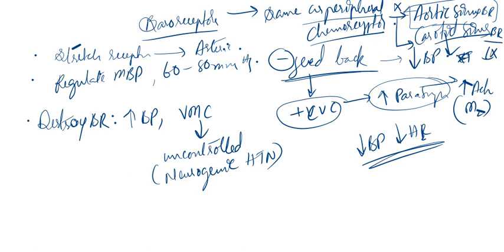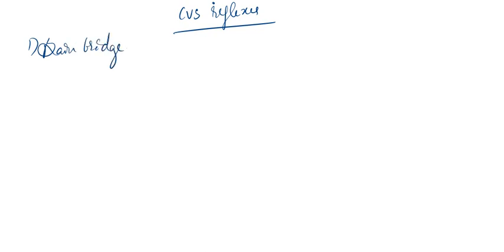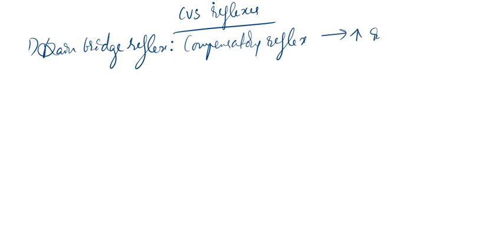Okay, now we will discuss something about the CVS reflexes, guys. We should finish physiology today, but you are still lagging. The first one is Bainbridge reflex. What is the Bainbridge reflex? It is actually a compensatory reflex. Remember always, it causes an increase in heart rate. Simply write heart rate.